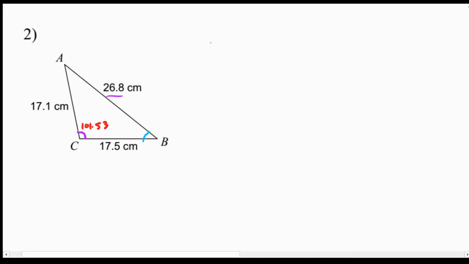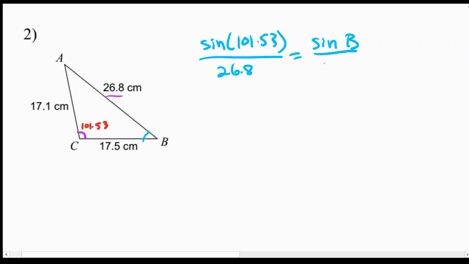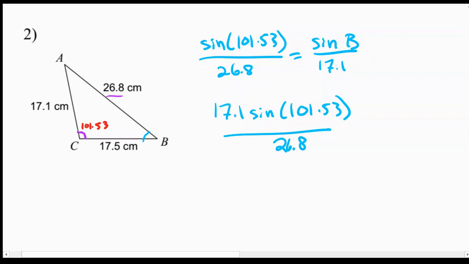So I am going to do sine of 101.53 over the opposite side, which is 26.8, and then sine of, we don't know what this value is, over its opposite side, which is 17.1. I multiply 17.1 by both sides, so 17.1 sine 101.53 over 26.8 equals sine of B. So I'm really going to do the inverse sine of all of this to get B. Now I'm going to take a second to plug that into a calculator, because it sometimes just takes a while and I don't want to make any mistakes doing this.